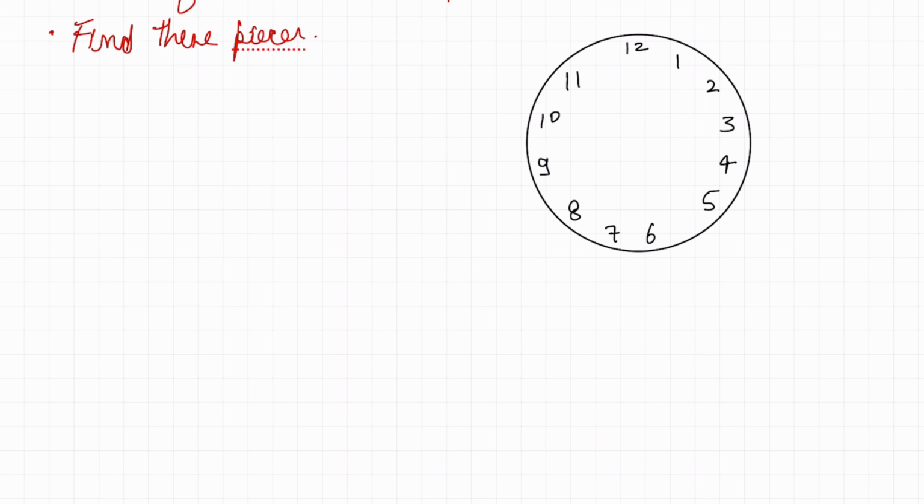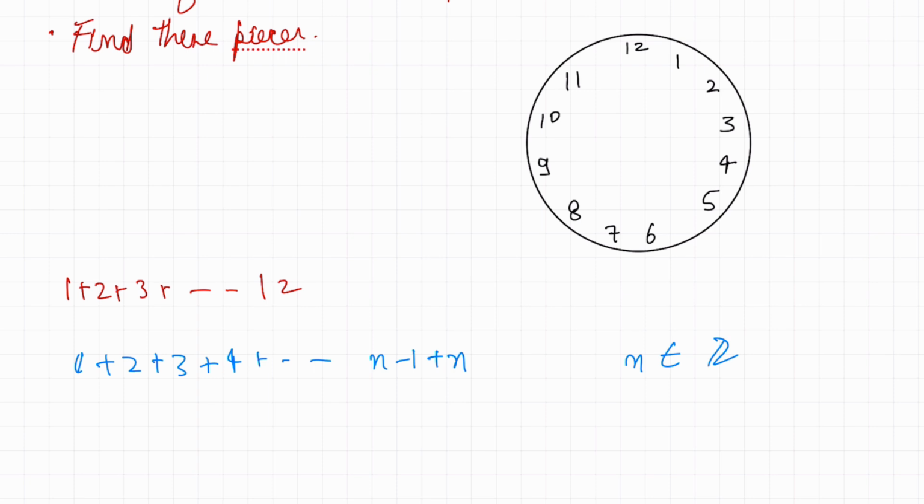On a watch, you have numbers like 1 plus 2 plus 3 all the way till 12. If you don't know, there's a formula for the sum of integers starting with 1: 1 plus 2 plus 3 plus 4 plus all the way till n minus 1 plus n, where n is some positive integer. Positive integers are basically 1, 2, 3, the natural numbers. The sum of all these numbers is n into n plus 1, divided by 2. I'm sure you must have known this formula. If not, that's perfectly fine.